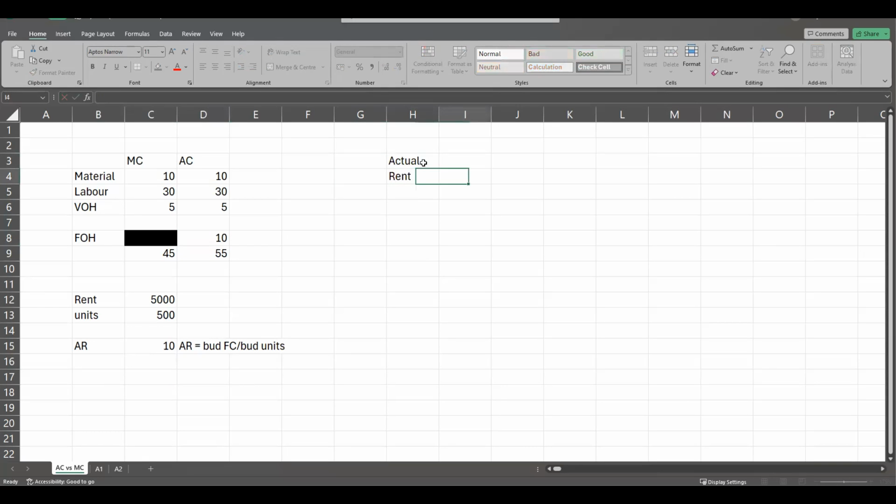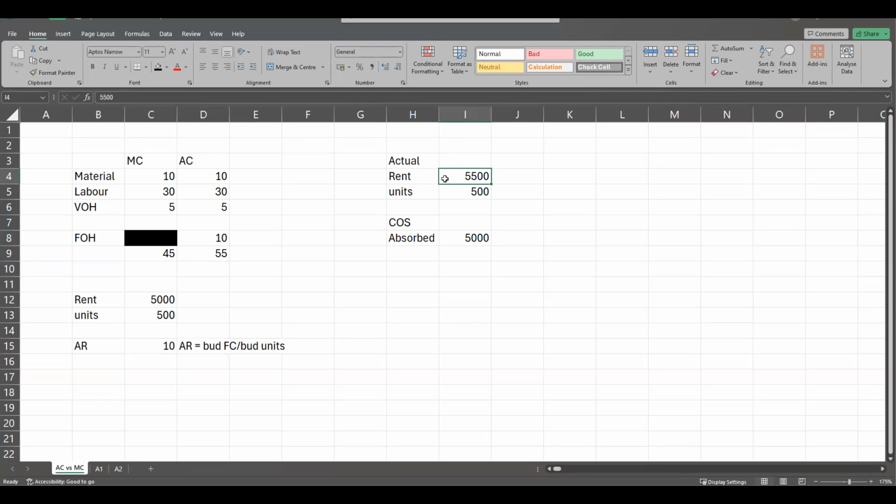So the rent actually was, let's say for example, the landlord decided to put it up and it became 5,500, but we continue to produce our 500 units. Because we have fixed our absorption rate at £10 per unit, we will continue to absorb the £10 per unit. So we'll absorb 500 units at £10, giving an absorbed fixed production cost of 5,000. Now, we can see that with the example I'm setting up, our actual cost was 5,500.